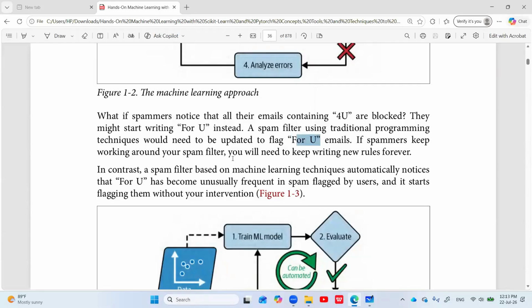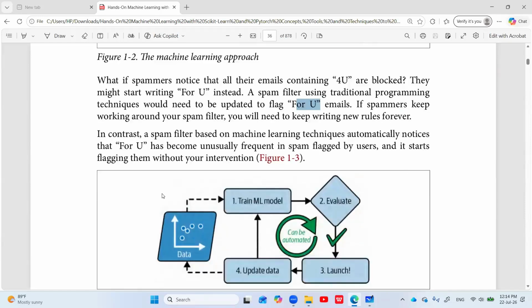Okay, if spammers keep working around your spam filter like that, if the spammers are also understanding what goes wrong, they will update things according to that. If you are using rule-based techniques, you want to update things accordingly. If spammers keep working around your spam filter, you will need to keep writing new rules forever. Okay, that is pretty difficult, and you can't actually do it that way.